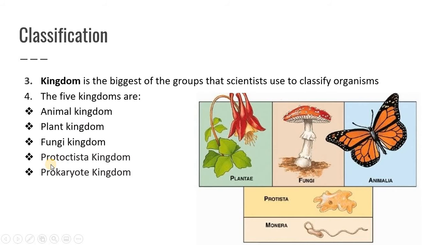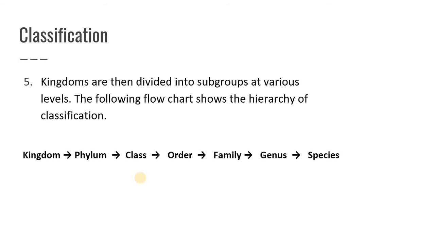We also have the Protoctista kingdom, and the Prokaryote kingdom. The Prokaryote kingdom is sometimes called the bacteria kingdom. Carl Linnaeus not only classified living things into the five kingdoms. After the kingdom, it is also divided into various subgroups at various levels.